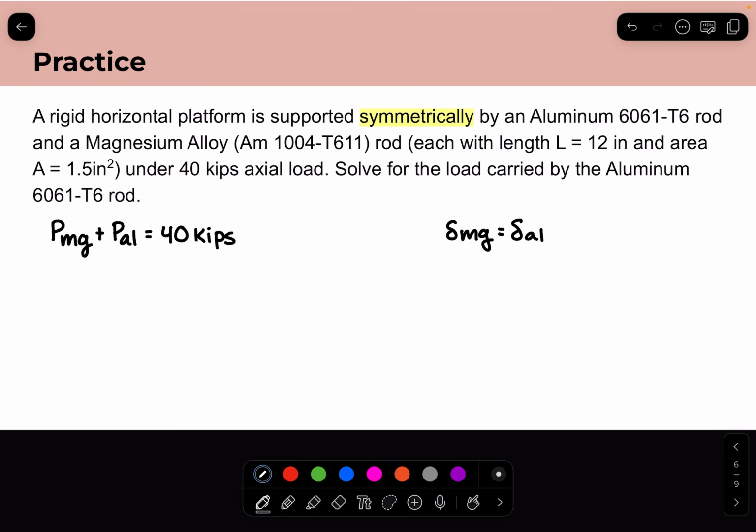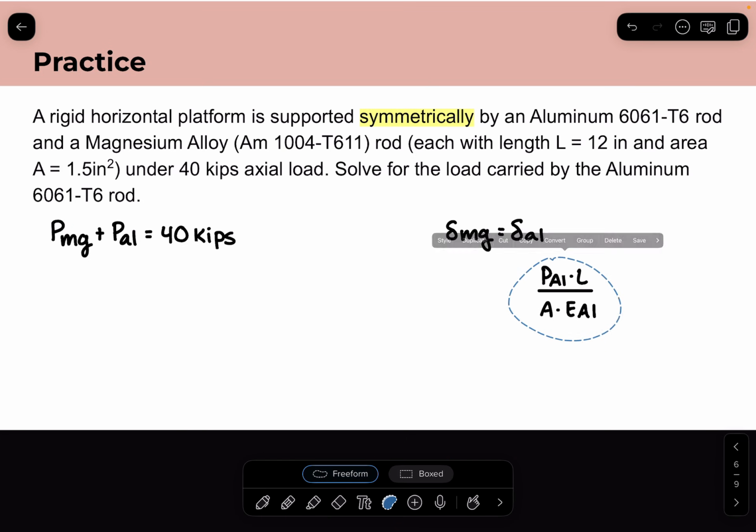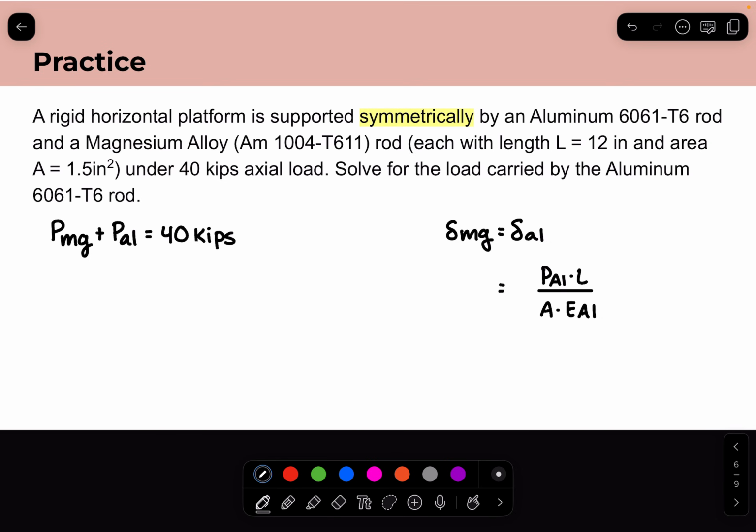We used this formula in the previous problem for deformation, so that means that the load of aluminum times the length divided by the area and the Young's modulus for aluminum is going to be equal to all those same variables for magnesium. And we can go ahead and cross off area and length because those values are equivalent on both sides. The rods each have the same length and cross-sectional area.